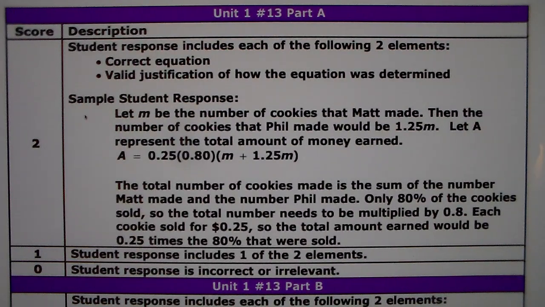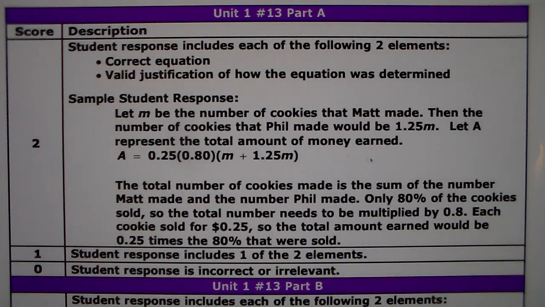So with the cookies example that we just talked about, here's a sample response, a good answer. Let M be the number of cookies that Matt made. Then the number of cookies that Phil made would be 1.25M. Now remember that 25%? Well, that 25% is that 0.25 added on to that 1. 1 stands for 100% of the cookies that Matt made, plus 25% more would be the amount of cookies Phil makes.